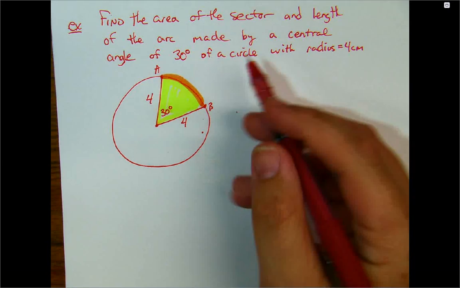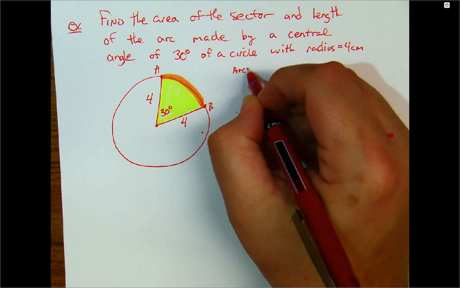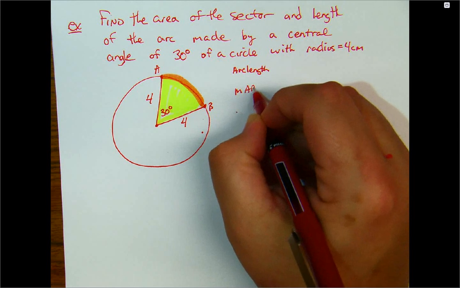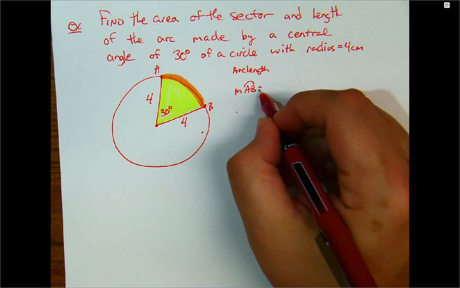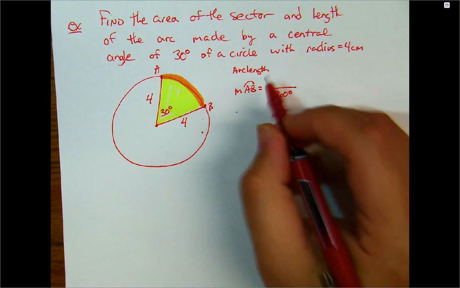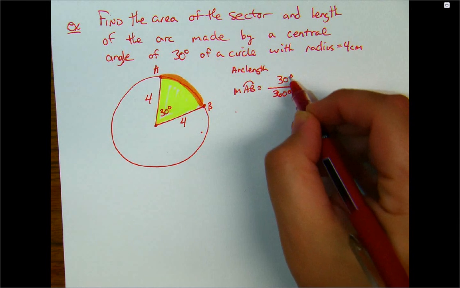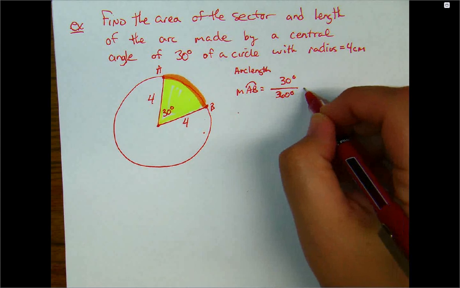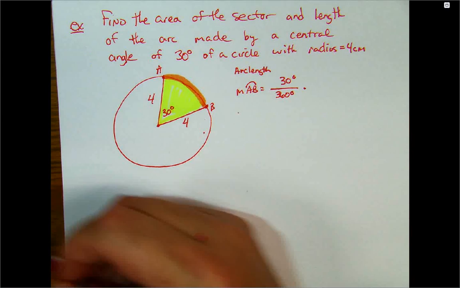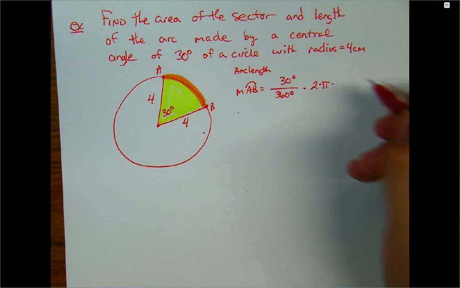Now let's do the arc length first. The measure of arc AB is going to be equal to, what's the measure of the central angle? 30. So it would be 30 degrees over 360 degrees. We're going to multiply this by the circumference of the whole circle, which is 2 times pi times the radius, r, which is 4.